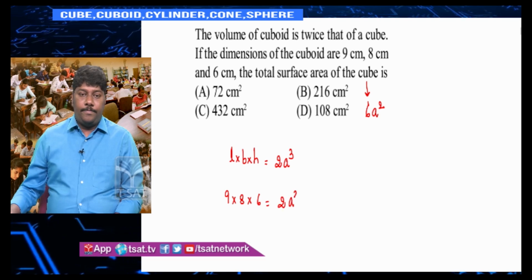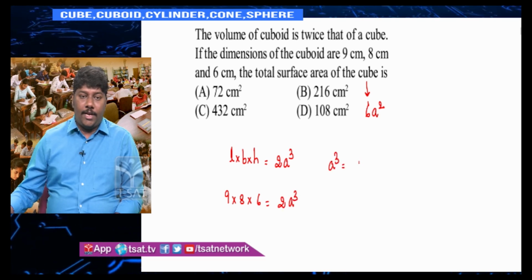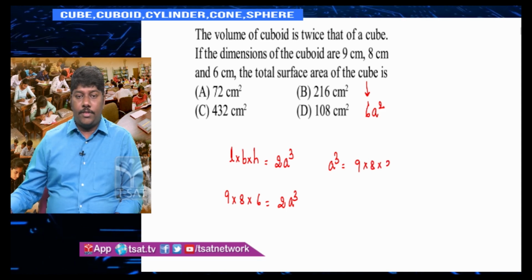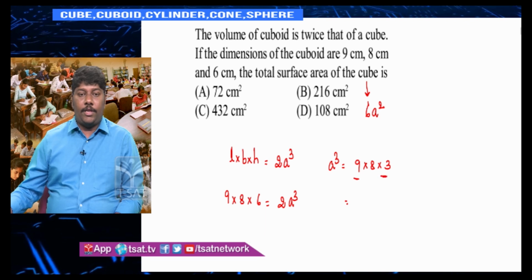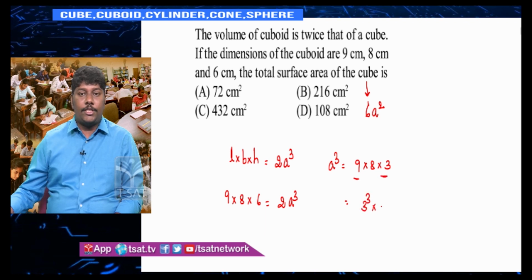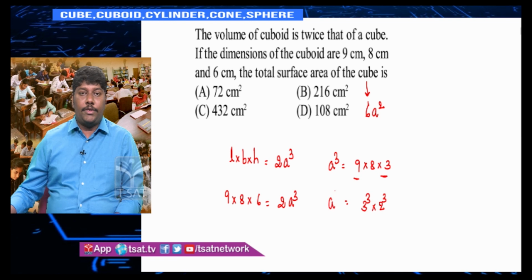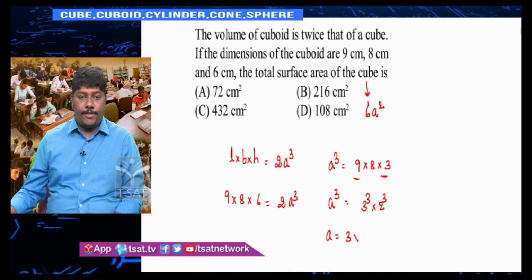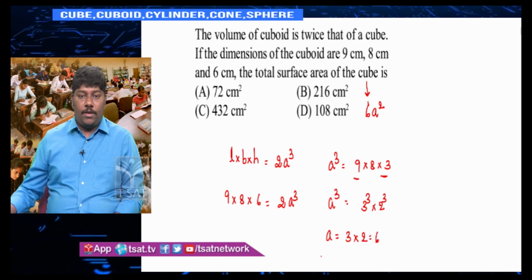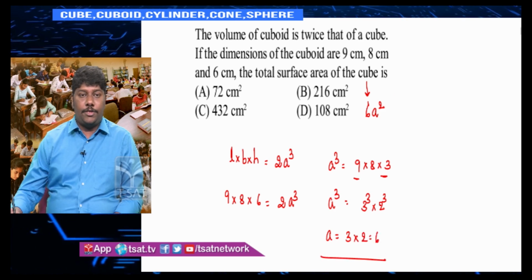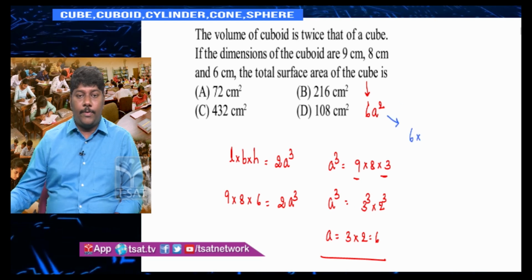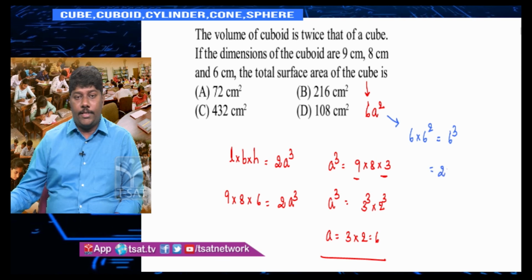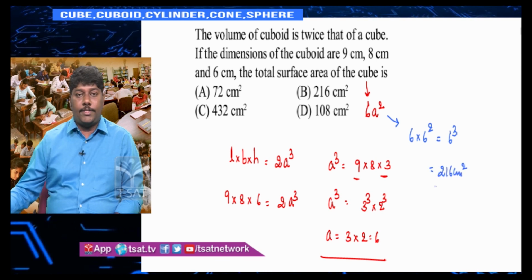is 2a cube. Therefore, a cube is equal to 9 into 8 into 6 into 1 by 2, the 2 gets cancelled, so it becomes 3 here. You can write 3 square into 3, 3 cube. 8 you can write as 2 cube. Therefore, a cube is equal to 2 into 3 whole cube. Therefore, a is equal to 6. If edge is 6, you just need to substitute in 6 into 6 square, which is 6 cube, which is 216 centimeter square, the surface area.